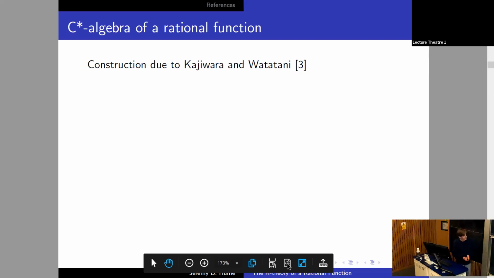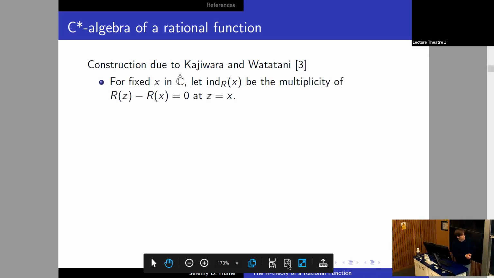So we need a different method, and the method we'll be using is to construct a transfer operator. So for a fixed point x in the Riemann sphere, we'll let the index of R at x be the multiplicity of this equation here at z equals x. So that's just a number, and another way to calculate this number is if you draw a curve around x and then compute the winding number of R around that curve.